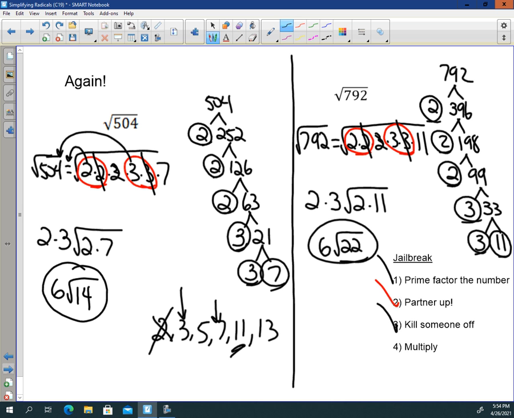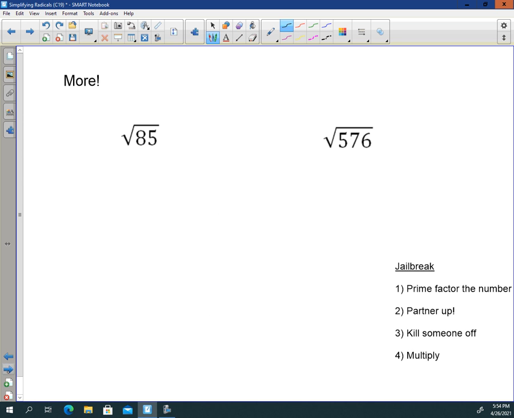It's the same process over and over again, taking that big radical expression and condensing it down, simplifying it to its most simplest and exact form. All right, shall we do more? I just want you to see it a bunch of times because I don't want you to be confused.